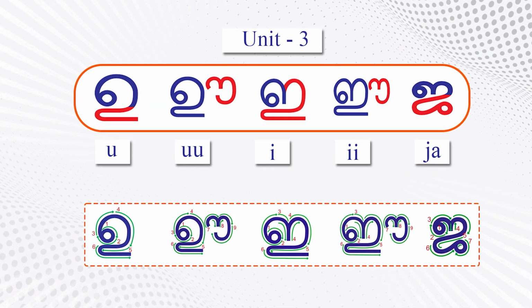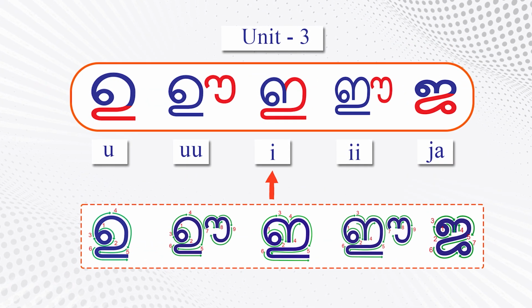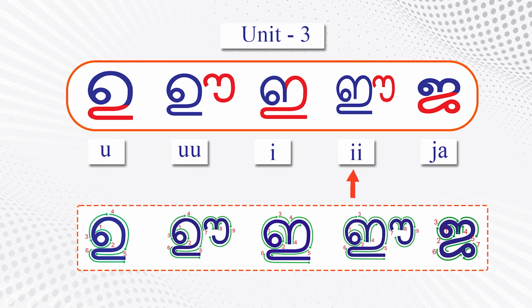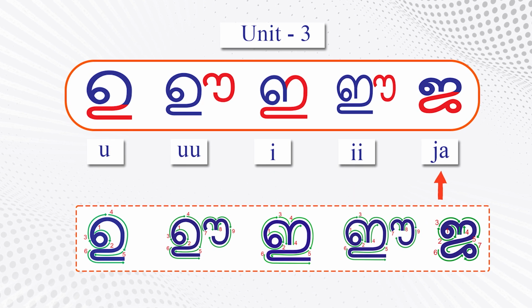U, U, I, E and Ja. The language followed an alpha-syllabary writing system. It is a segmental writing method of consonant-vowel sequences written as a unit. Based on the consonant letter, vowel notations come as secondary symbols.